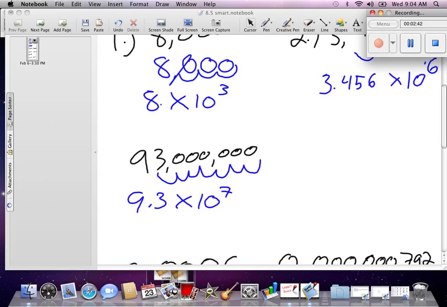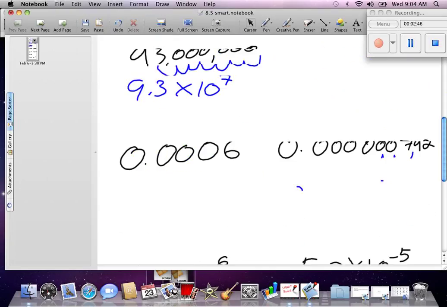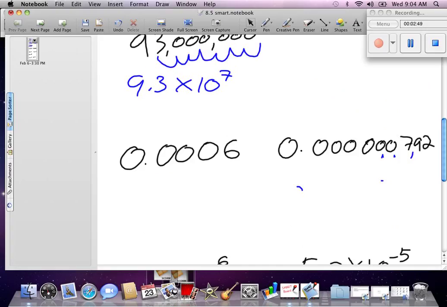Now, ladies and gentlemen, we're going to look at very small numbers. Okay? So we've got 0.0006. But we know in scientific notation, it's got to be between 1 and 9. So we're going to move it over 1, 2, 3, 4, and we get 6 times 10 to the negative 4, right? Because we're going in the opposite direction. We always use 10. It's just the formula that we're putting in there.